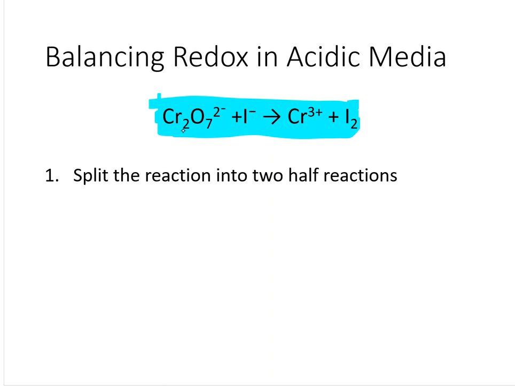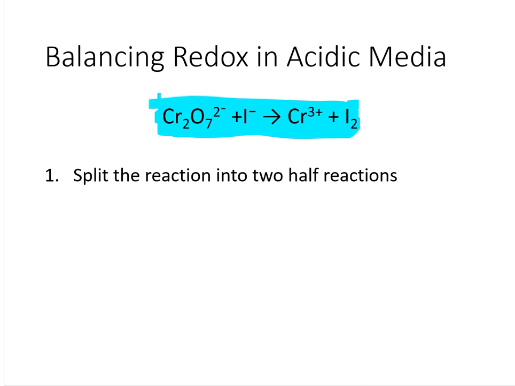We have chromium in our reactants, we have chromium in our products, that's normal. We have oxygen in our reactants, but there's no oxygen in our products. So this is a hint to you that something's not quite right, that we're going to have to balance this using the redox method as opposed to just going back and forth and changing coefficients. So there are 7 steps, and I'm going to walk you through each one of them slowly and carefully.